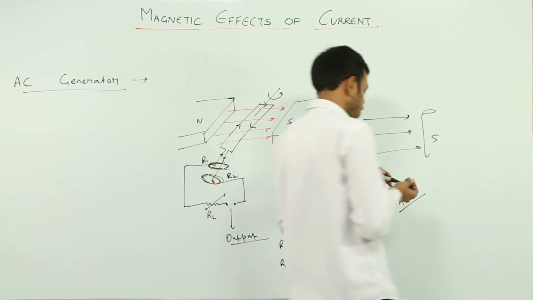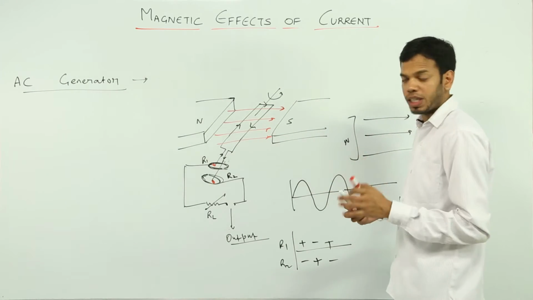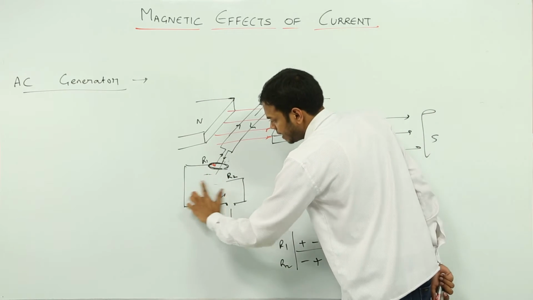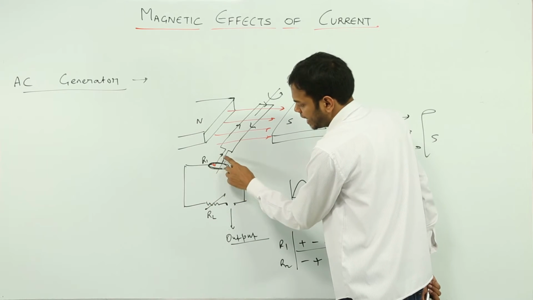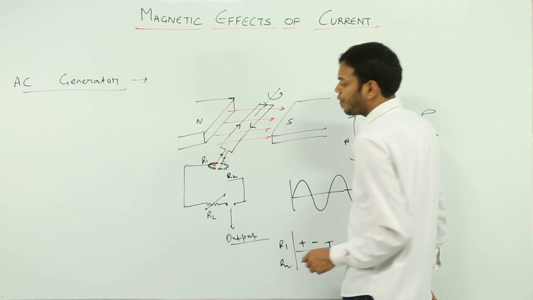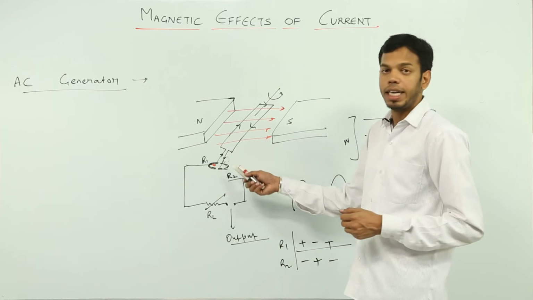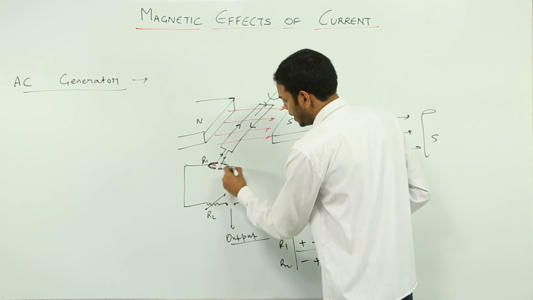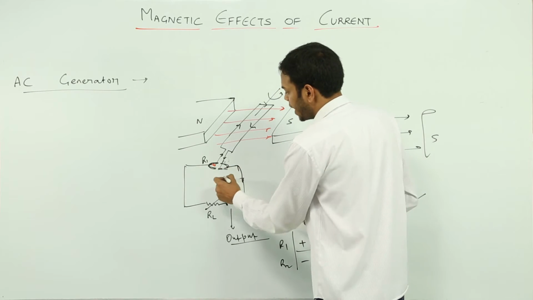But if I change the commutator arrangement, see how I am changing it. I have deleted this ring, and in this ring I have divided it into two parts. So now instead of slip rings, I converted it into split rings. So output is taken from these two points only, so again R1 and R2.